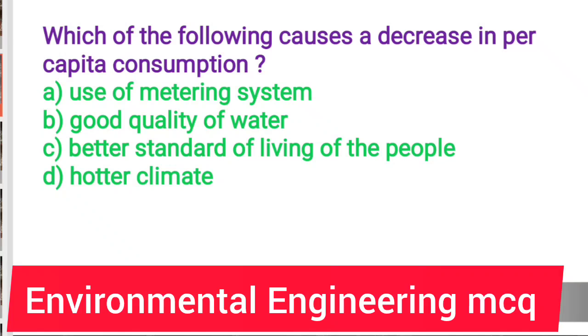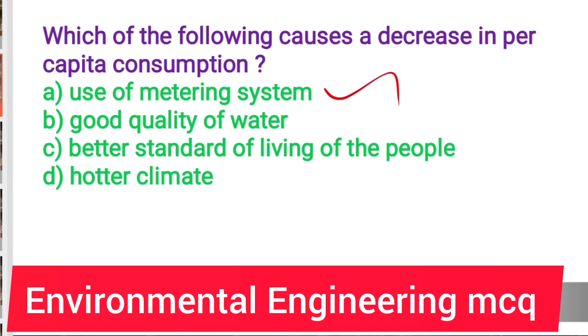Today we are going to see the MCQ related with environmental engineering. So the first question, which of the following causes a decrease in per capita consumption? Option A, use of metering system. Option B, good quality of water. Option C, better standard of living of the people. And option D, hotter climate. The correct answer is option A, use of metering system.